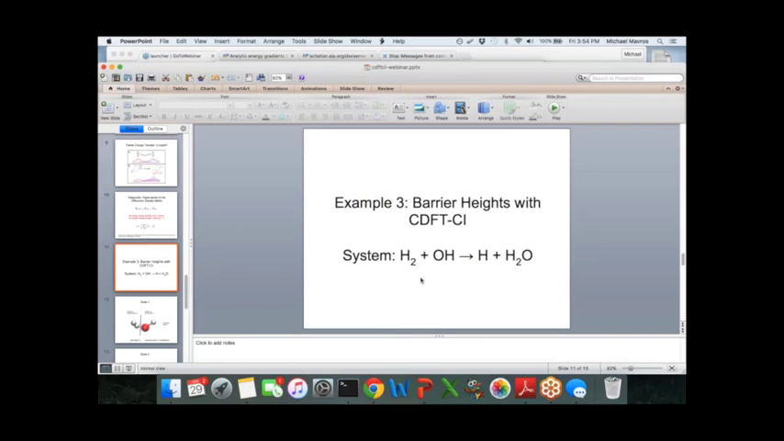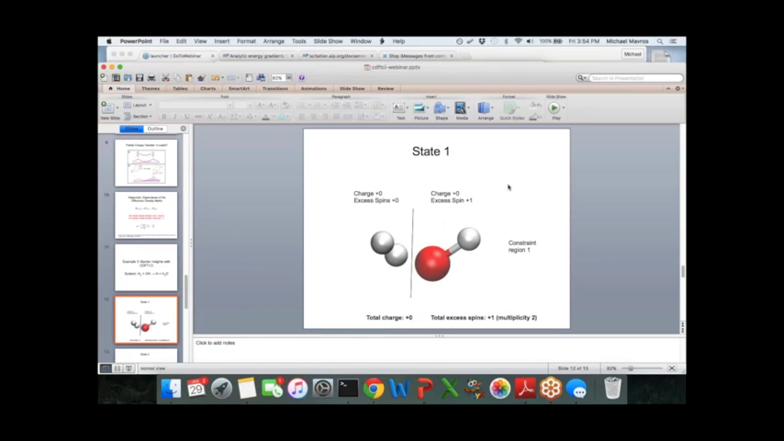And the system that I'm going to be looking at for this is if you take H2 and OH and react them to get a hydrogen atom and H2O. Okay. So the system looks something like this.